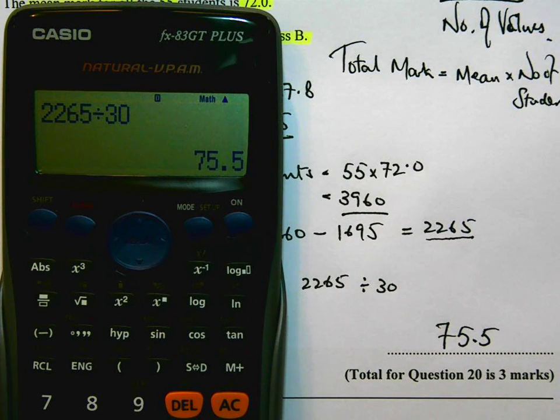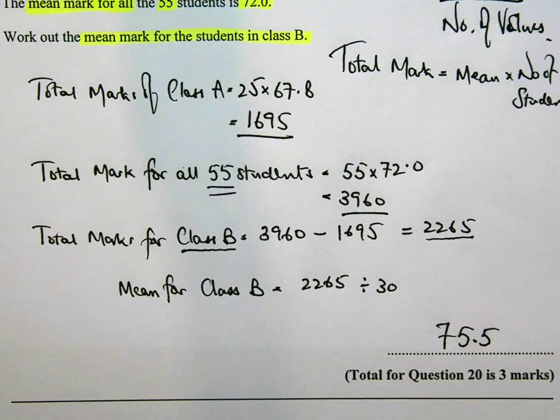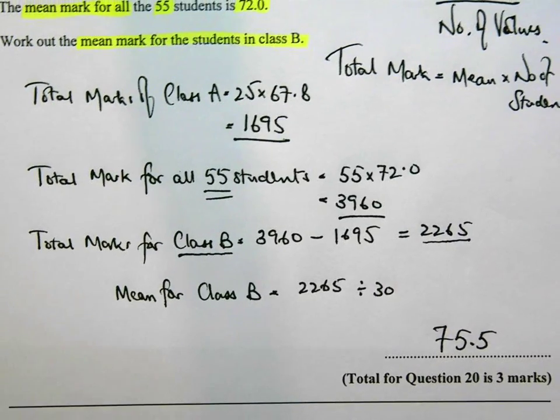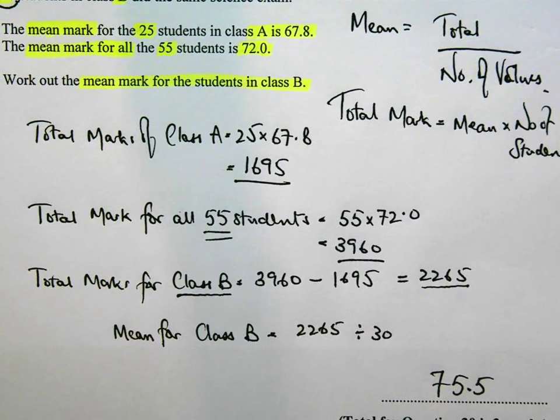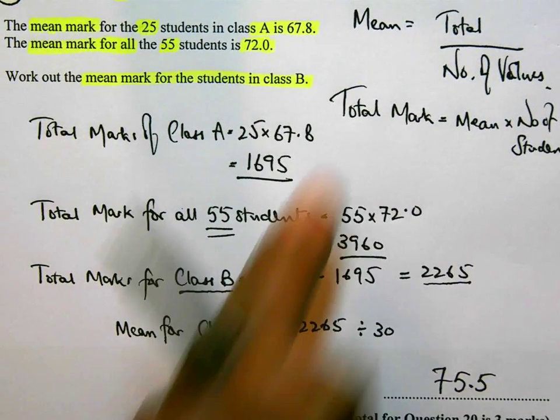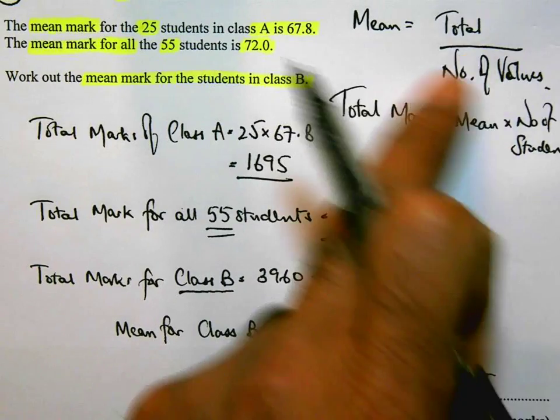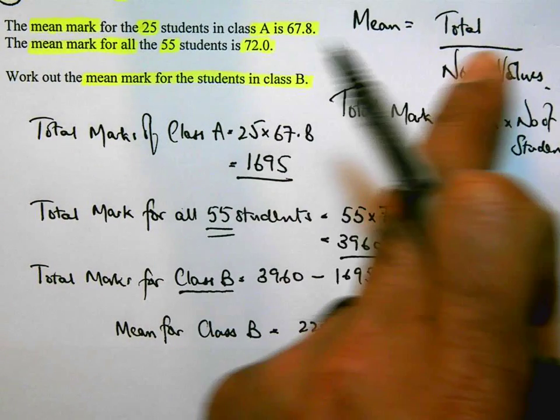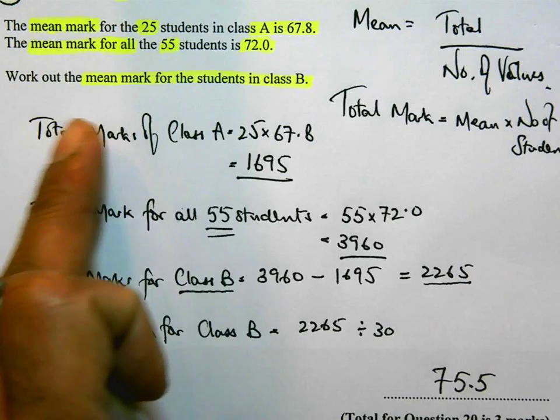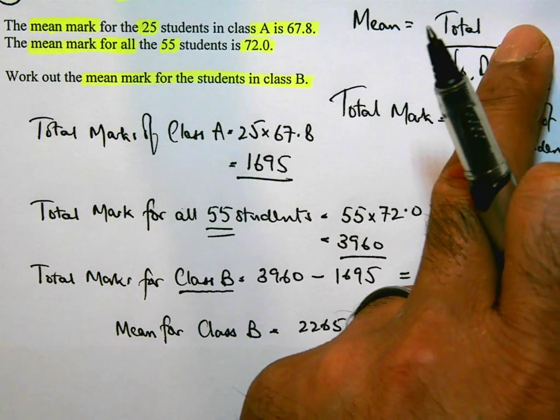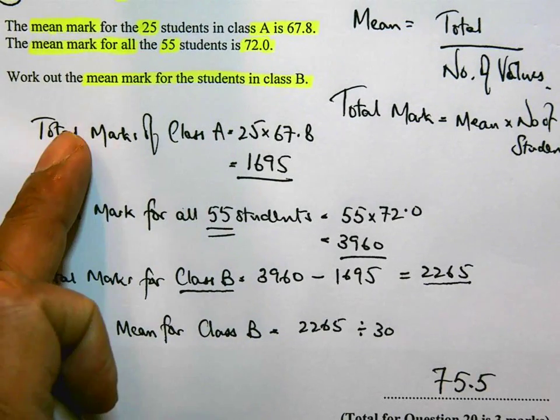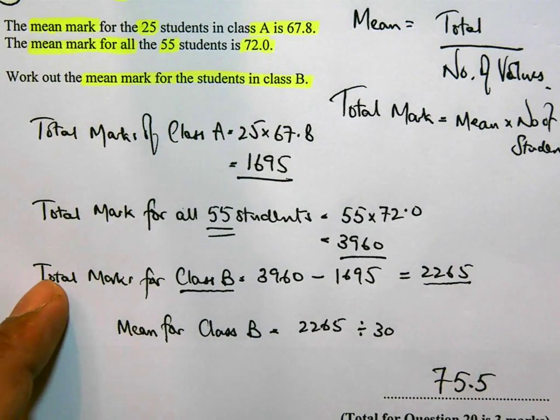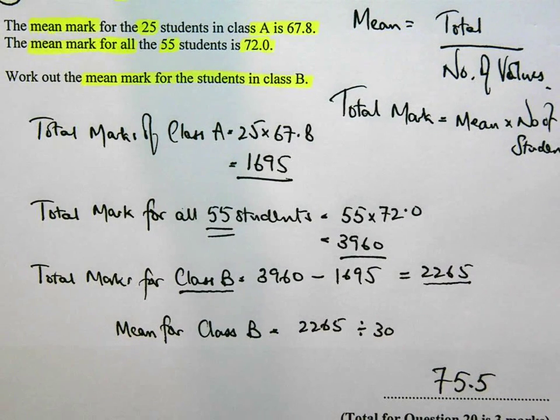Okay, this is a straightforward question. You really need to understand how to work out the mean value of an amount. And as I indicated at the very beginning, the mean is the total of all the values divided by the total number of values. And in our case, it was the total marks of the class divided by the number of people in a class. And we did that for class A, we did that for all the students, then for class B, and then worked out the mean for class B. Go through this a couple of times, make sure you understand it, and you can do it.